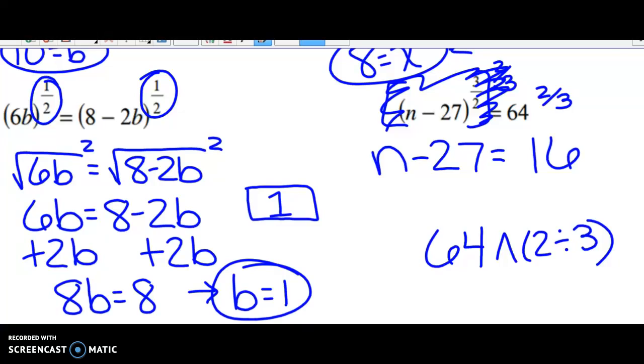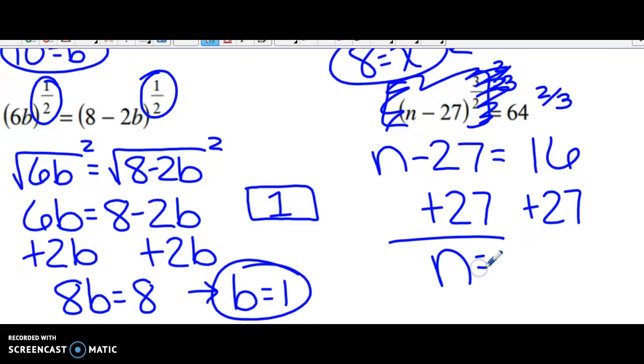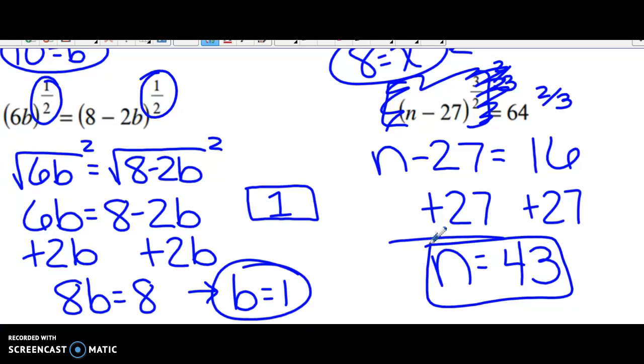All right, so let's go and erase this, and then let's go solve this equation. So once we go and add in 27 to both sides, we should get n is equal to, what, 43? I think that's what it is, 43. I could be wrong. I hope I'm not.